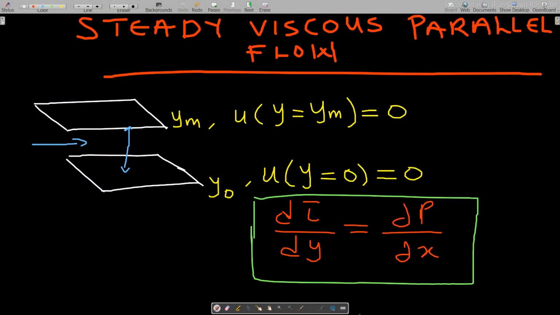Okay, so in this video we'll talk about steady viscous parallel flow, like I've stated here, and we'll be looking at the flow of a fluid between two parallel plates. Okay, what are the actions that are happening within this?